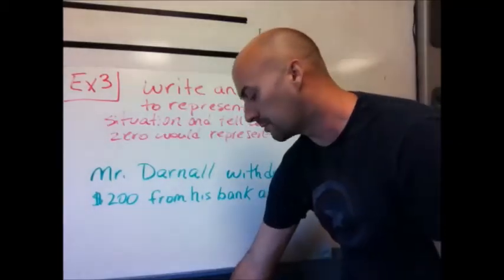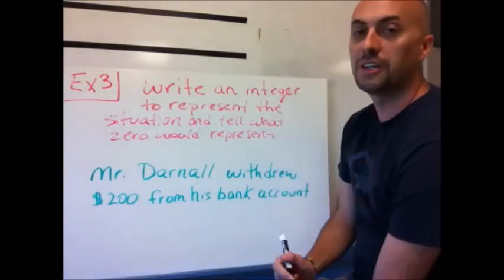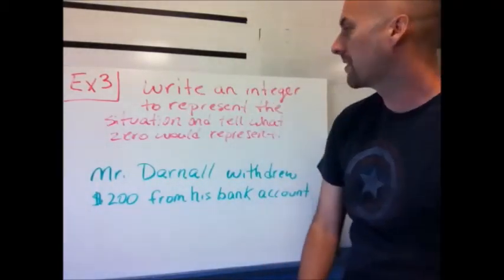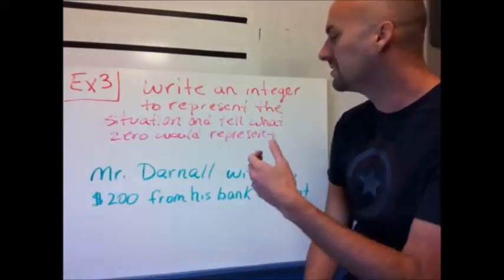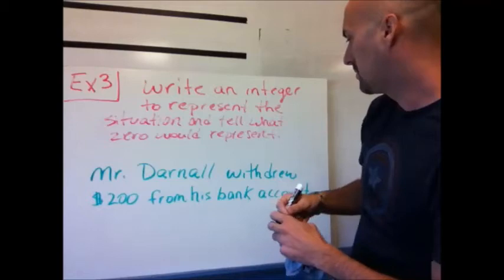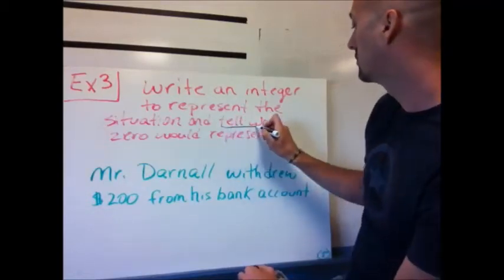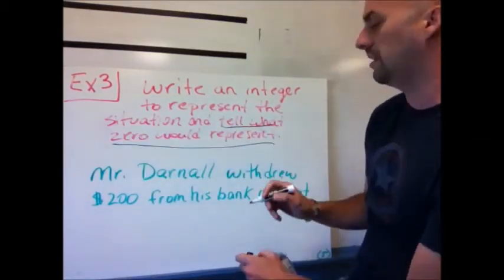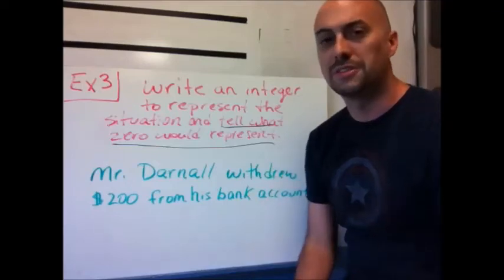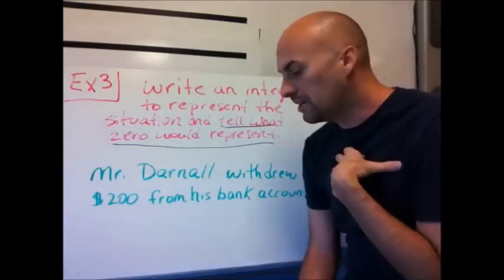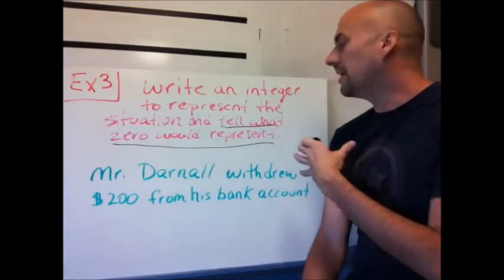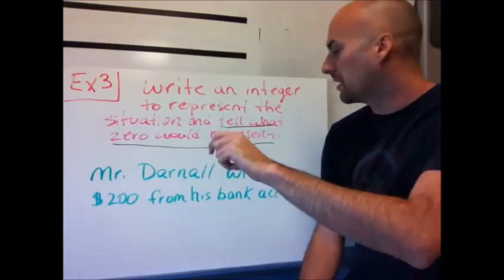Now, let's talk about situations. Okay? Using an integer to represent a situation. So it says write an integer to represent the situation and tell what 0 would represent. Now this part right here, tell what 0 would represent, sometimes gets a little confusing, a little tricky. And again, sometimes we make more out of it than what it really is asking. Okay? And it's not, well, we'll get to it in just a second when I get to that part.